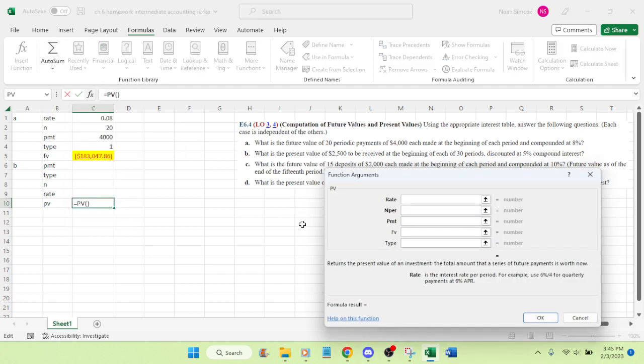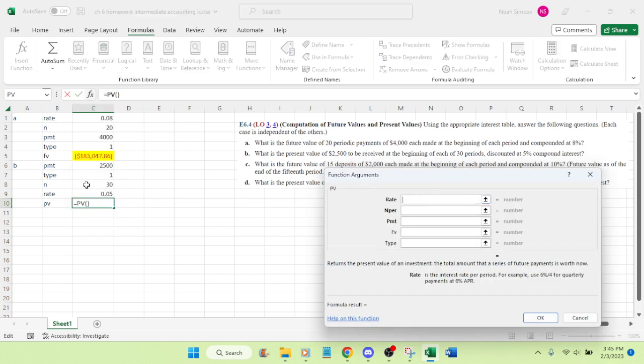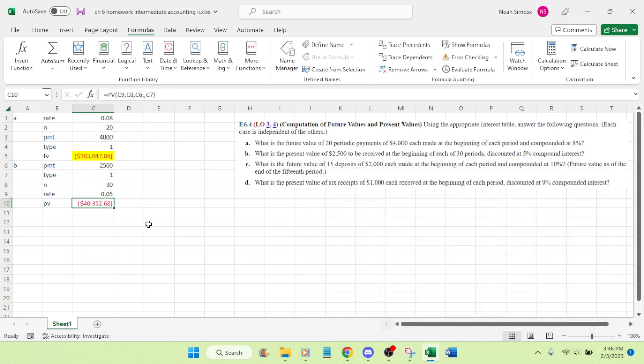We want the present value of a rate of, dang it, payments. I could have just written them down. We have 2,500, we have 1, we have 30, rate 0.05, there. Rate, number of periods, payments, and type is 1. So we have rate, number, and payment, and that should be the answer.